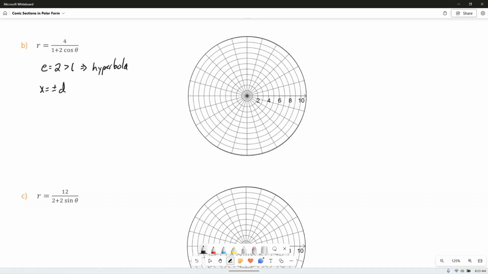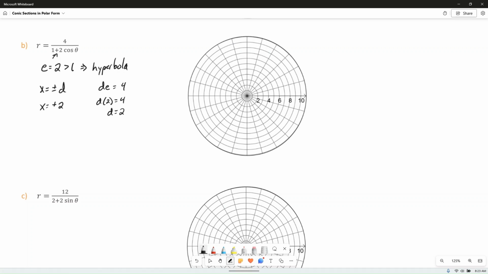So the plus or minus matches the sign in the denominator. Since the denominator is a plus, I know my directrix is going to be a positive value. And the d value, again, I can get out of the numerator. The numerator is d times e, and in this case, it has to equal 4. I know e is a 2, so d times 2 has to equal 4, and that means d has to be 2. So my directrix is x is equal to 2.